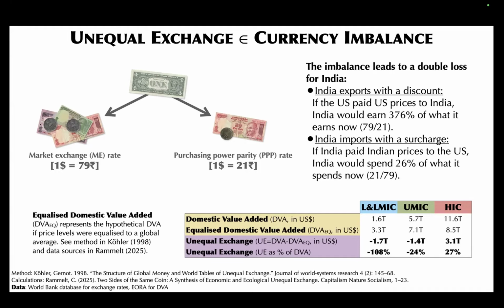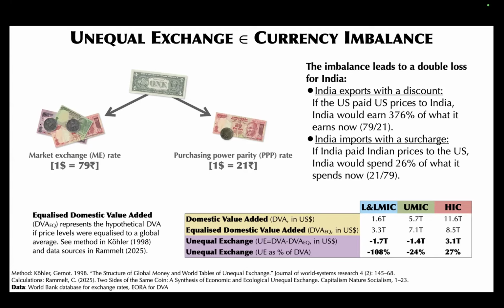Now, the calculation in the table below is hypothetical. Let's say there were no price level differences. Price levels around the world were at the global average. So in this case, the US and India would split the difference. And if you take that as an approach and you compare the domestic value added that is actually earned by the different income countries, the low and lower middle income countries, the upper middle income countries, and the high income countries, there are the three categories in the table.